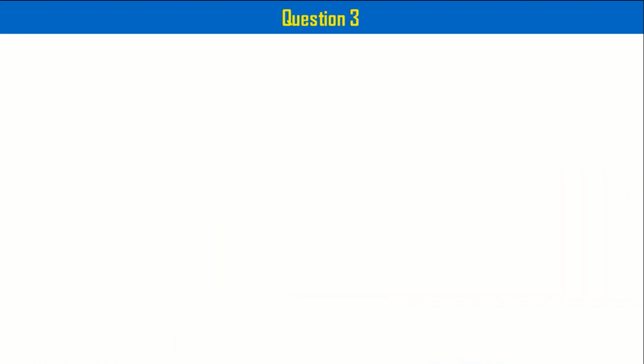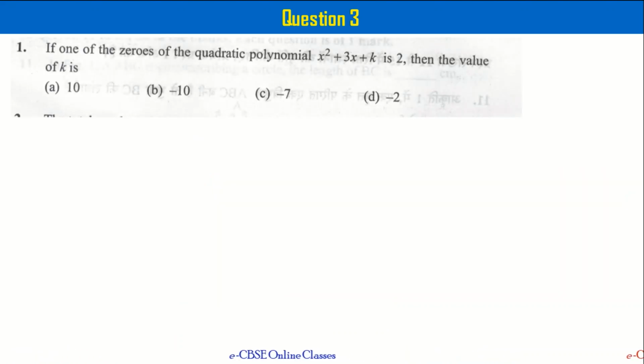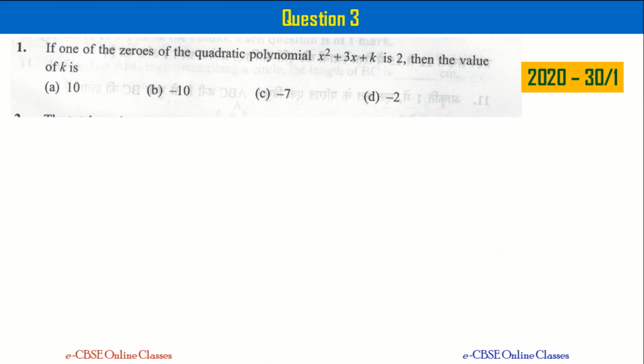Now let's go to question number 3. Here, if one of the zeros of the quadratic polynomial x square plus 3x plus k is 2, then the value of k is what we have to find, and choices were given. And this was asked in year 2020, set number 1.